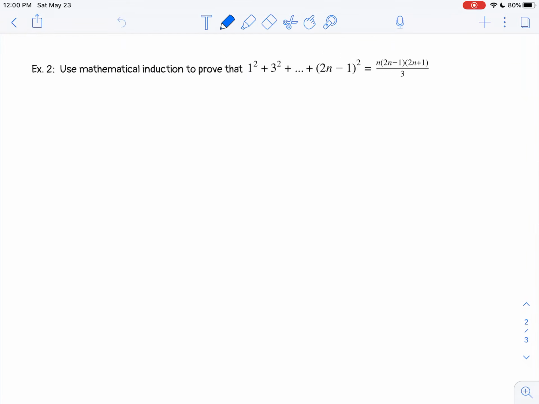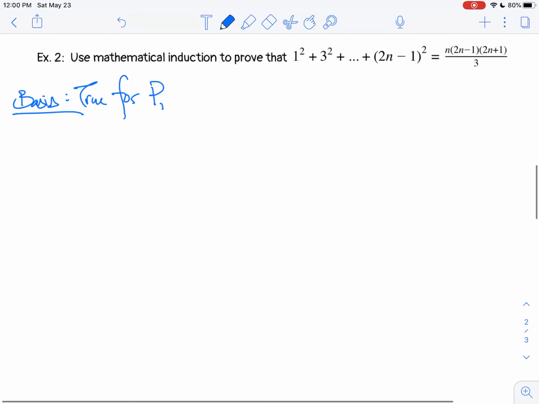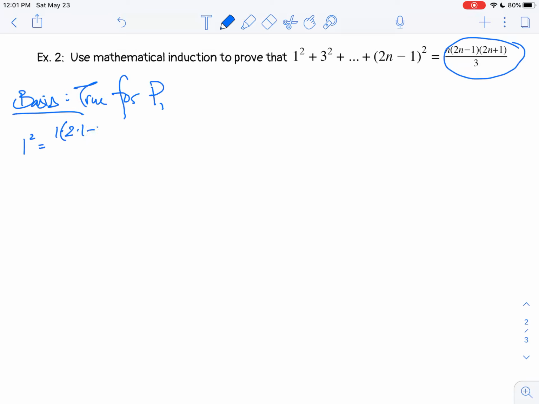Okay? And so, again, we're going to start with our basis step, where we show that this is true for P sub 1. All right? So, that means that I'm going to take the first term, 1 squared, and I'm going to see if that equals when I plug in 1 to the other side of the equation. So 1 times (2 times 1 minus 1) times (2 times 1 plus 1) over 3.